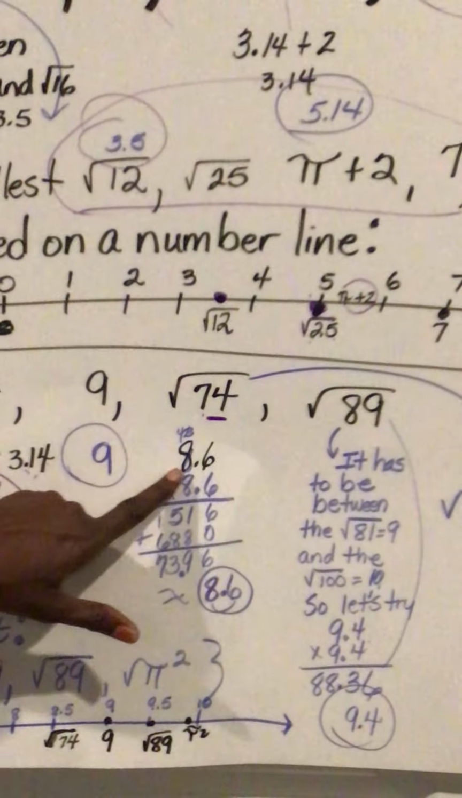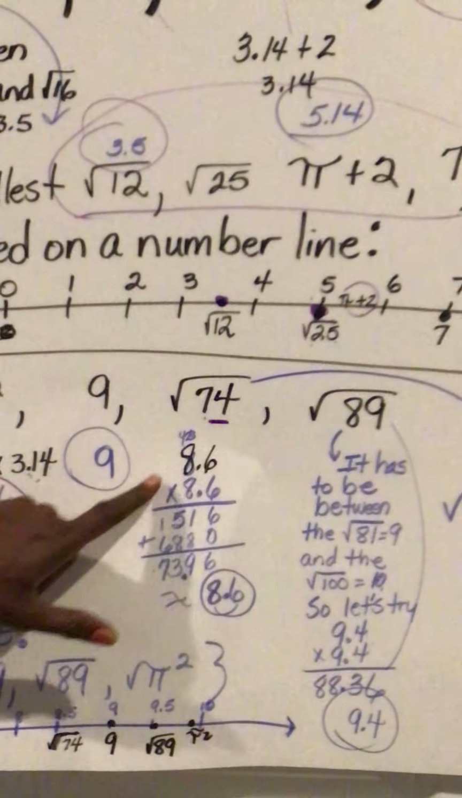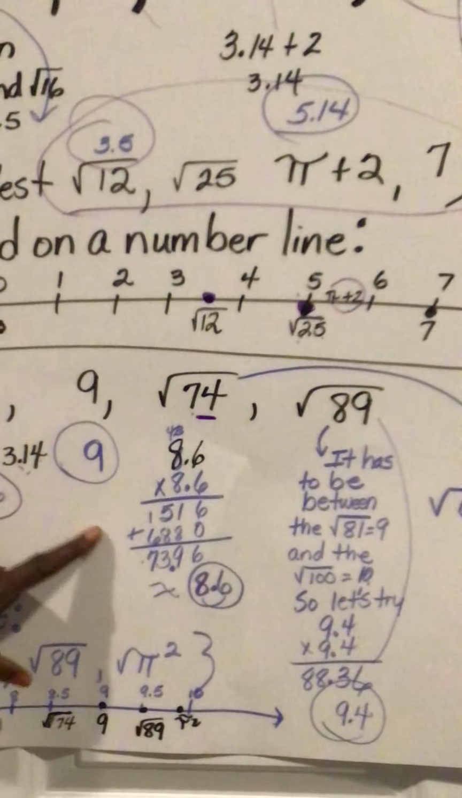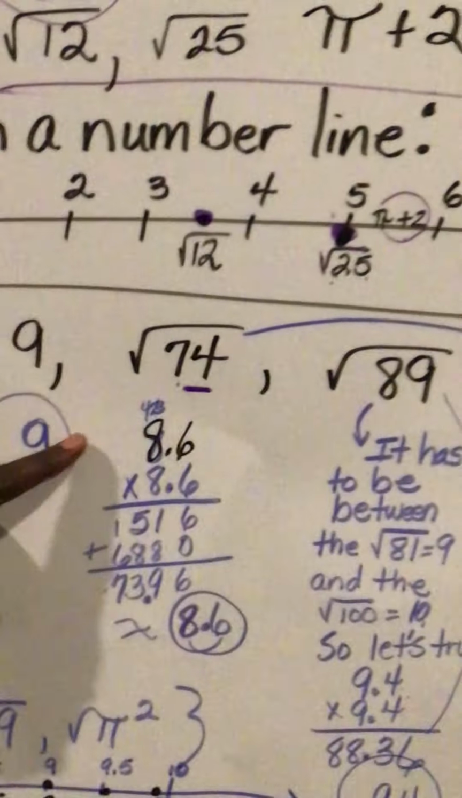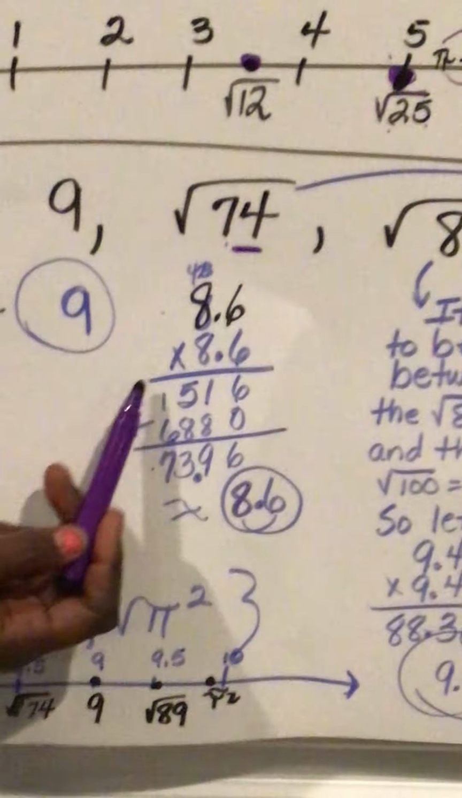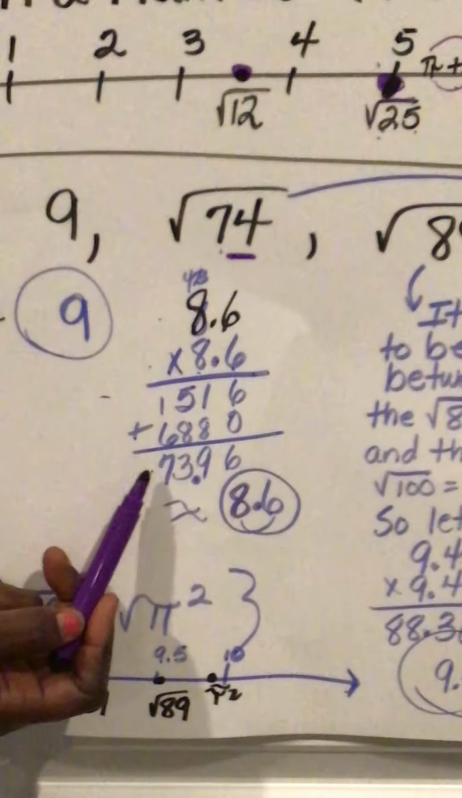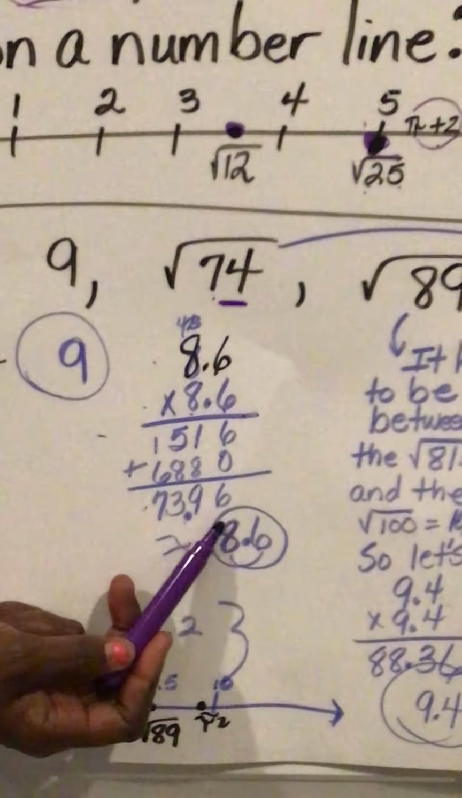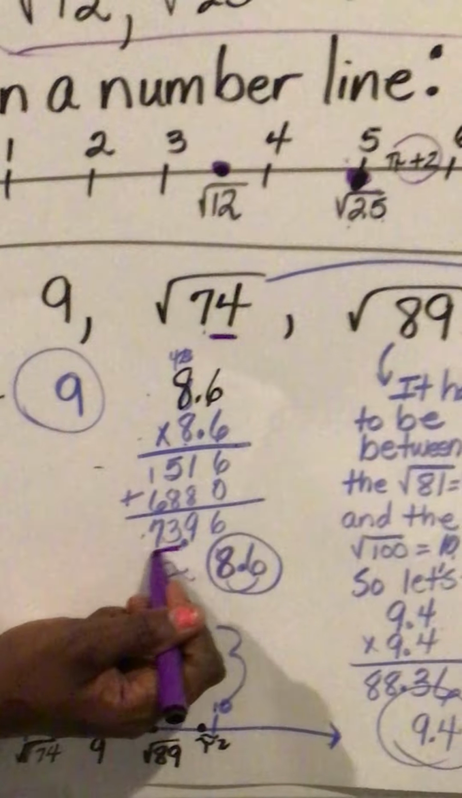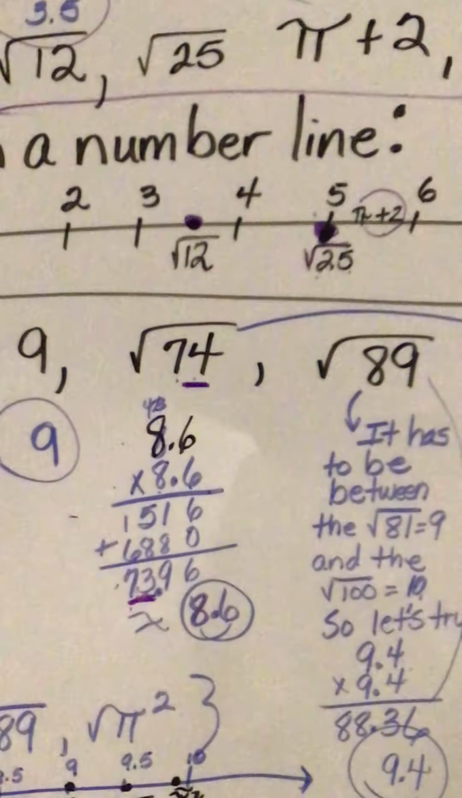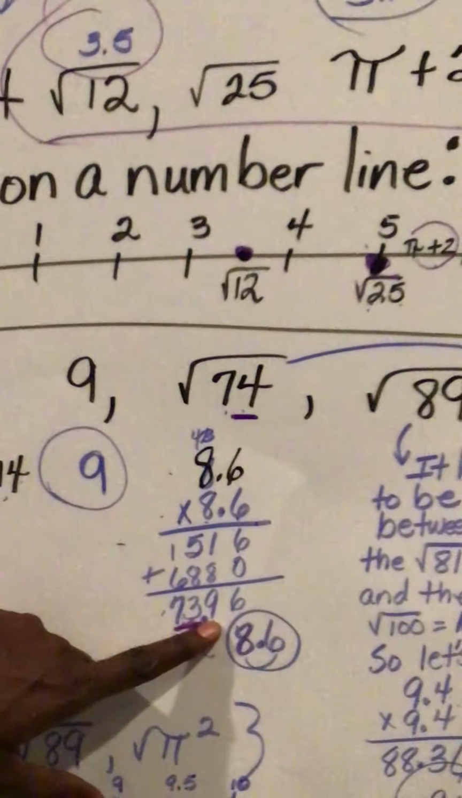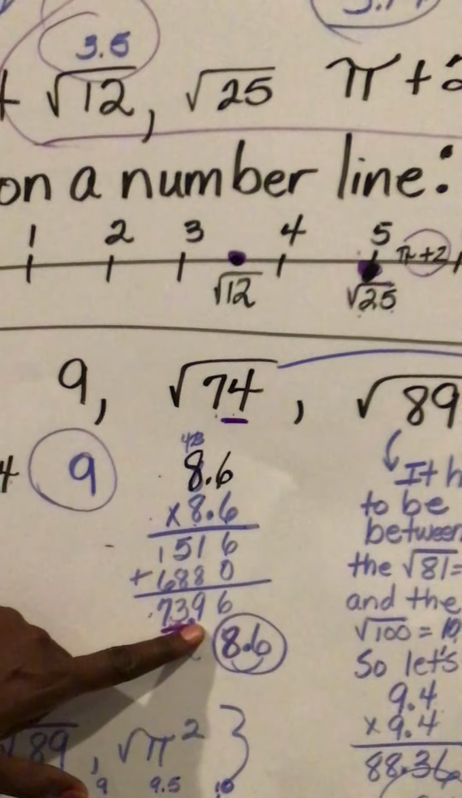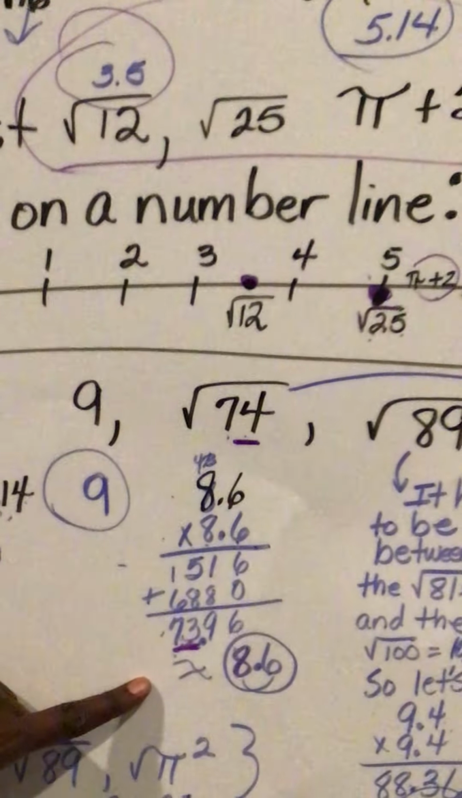Why I chose 8.6, because when I multiplied 8.6 times 8.6, I got 73.96. And that's pretty close, you guys, to 74. That's pretty close. That's really close. 73.96 is going around to 74. So that's why I chose 8.6.